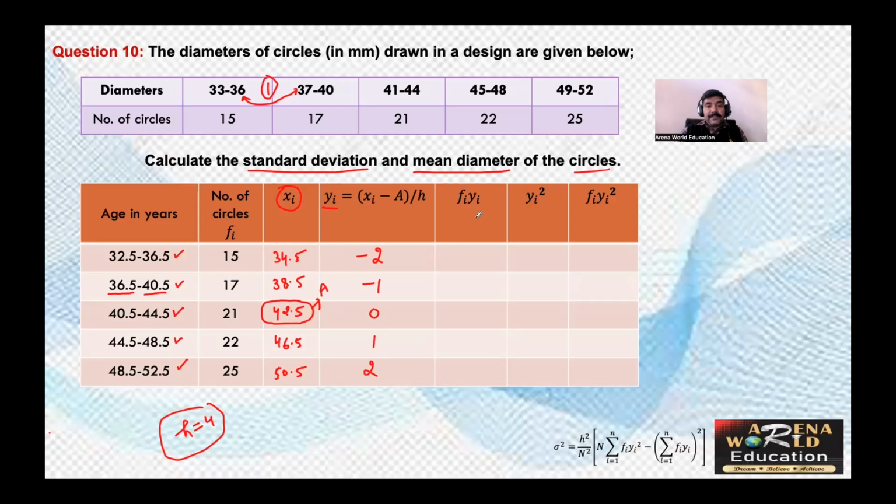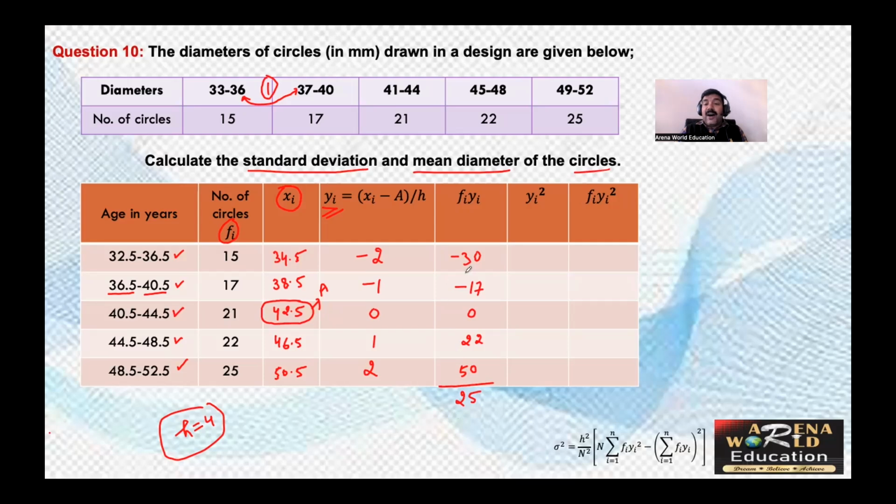What is the next step? We will find Fi Yi. So this is your Fi and these are your Yi. We will multiply each Fi with Yi. 15 into minus 2 will be minus 30. 17 into minus 1 will be minus 17. 21 into 0 will be 0. 22 into 1 will be simply 22. And 25 into 2 will be 50. And what is summation Fi Yi? This will be equal to 25, right?